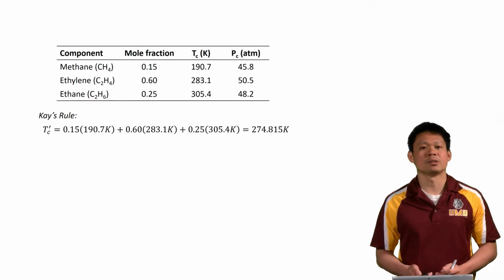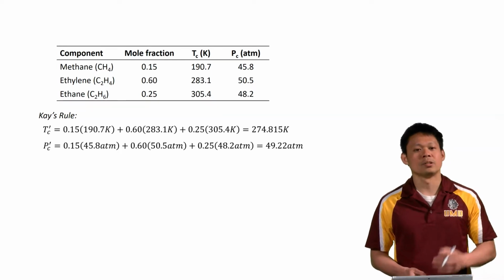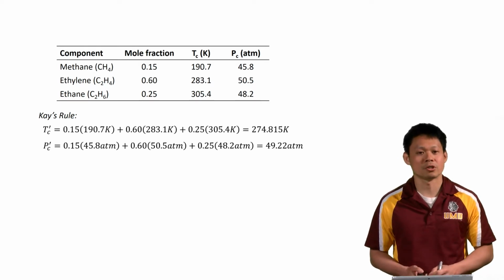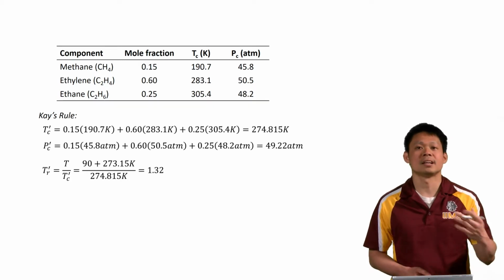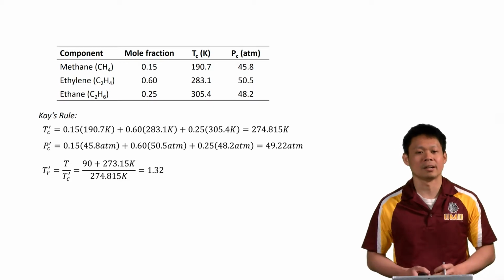Do the same thing with your pseudo-critical pressure. So you're going to weigh each critical pressure by the mole fraction, and you end up with your pseudo-critical pressure. From there, I can find my pseudo-reduced temperatures and pressures by taking the operating temperature. In this case, it's 90 degrees Celsius, so I'm going to convert that to Kelvin.